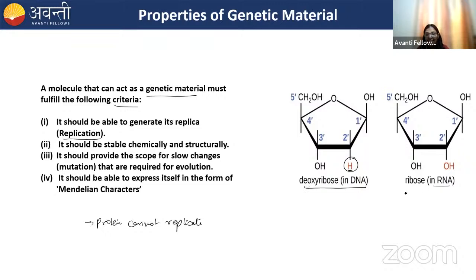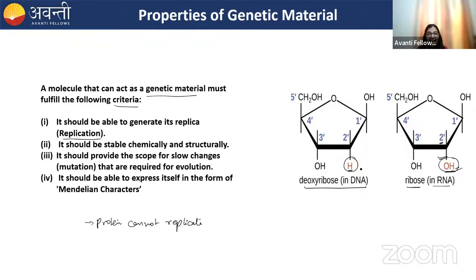Whereas in RNA, we have ribose sugar. At the second position of the sugar, there's a hydroxyl group present. Because of the presence of the hydroxyl group at the second carbon of the sugar, it imparts a highly reactive nature to the RNA. So RNA is more reactive as compared to DNA because of the presence of the hydroxyl group at the second position of the sugar.